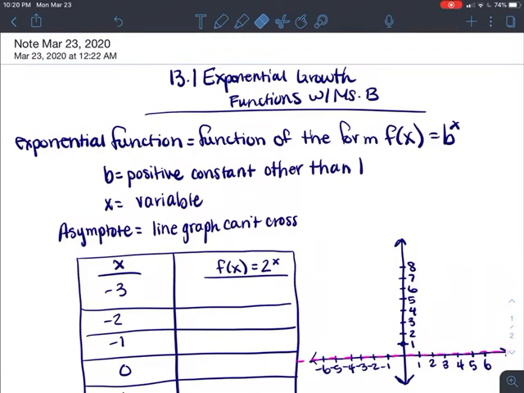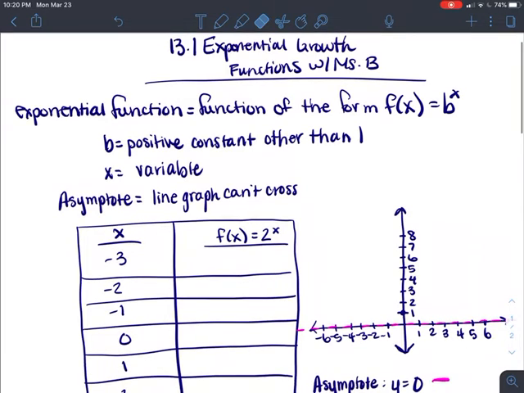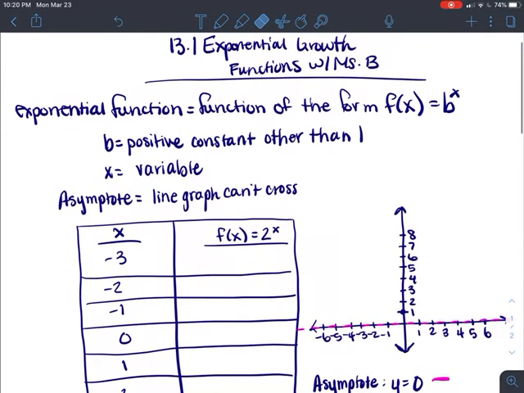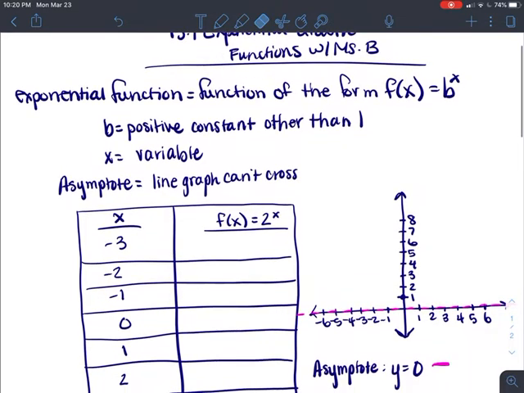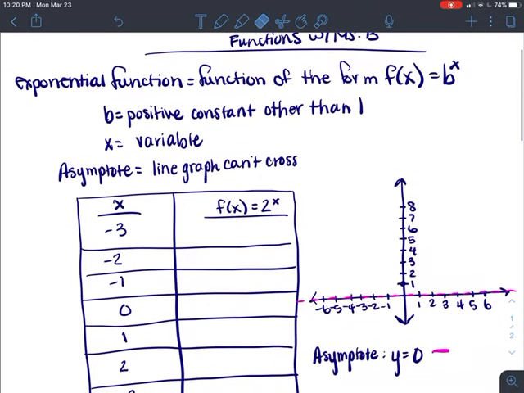So today we're going to be going over 13.1 exponential growth functions, okay? So first we're going to start by defining an exponential function. This is a function of the form f of x equals b to the x power, where b is a positive constant other than 1 and x is a variable.